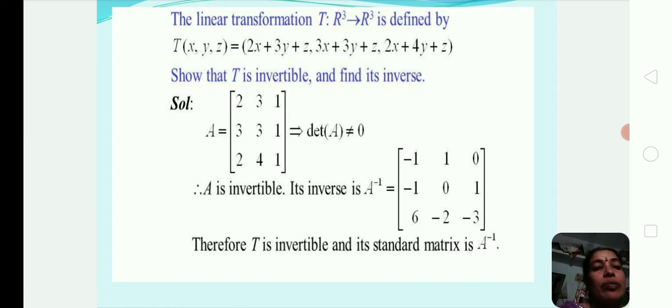Therefore, T is invertible, and its standard matrix is A inverse. For the inverse to be possible, the condition is compulsorily det A not equal to 0. That is very, very important here. If the det A value is not equal to 0, the inverse is possible.